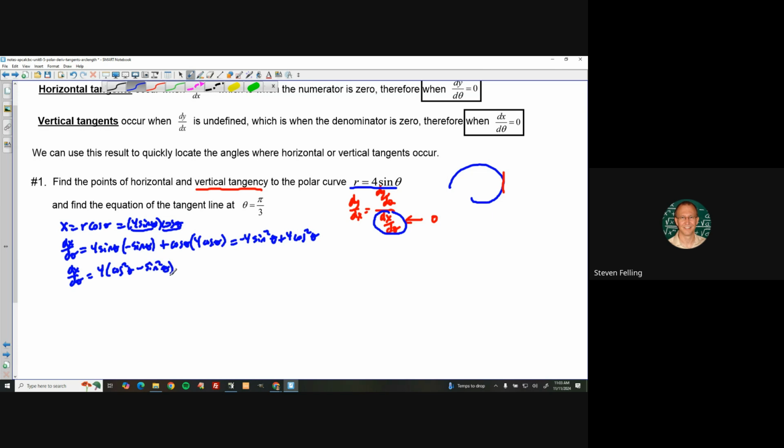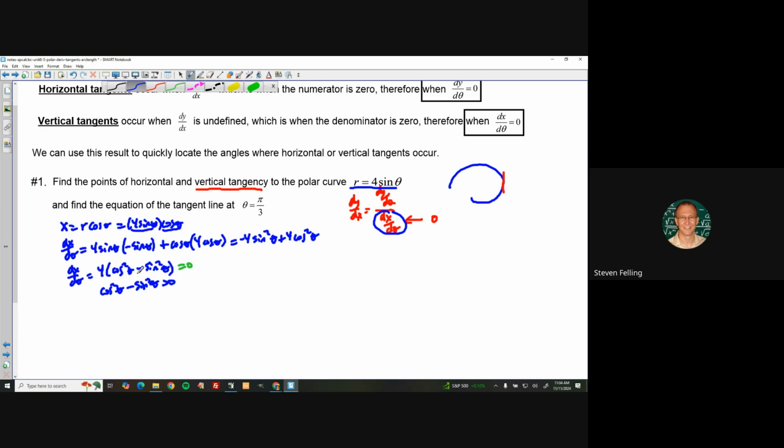Okay, so now that I have a pretty compact expression for dx d theta, I'm going to force that to be equal to 0 so that my slope is about to divide by 0, so I get an undefined slope. Okay, and therefore vertical tangent. All right, so for this to be true, that means we're going to have to say either 4 is 0 or this cosine squared of theta minus sine squared of theta is 0, right?